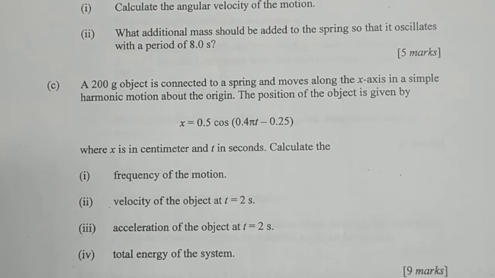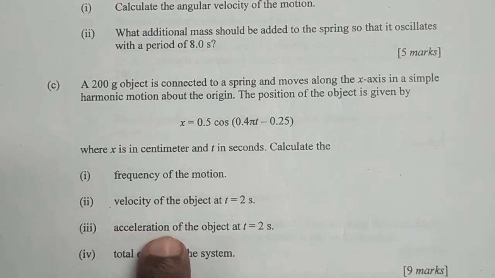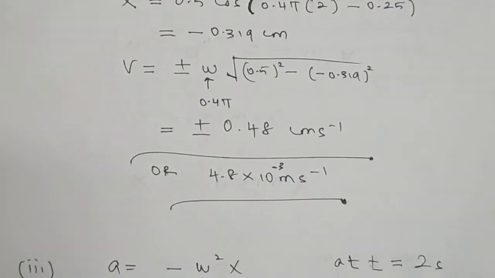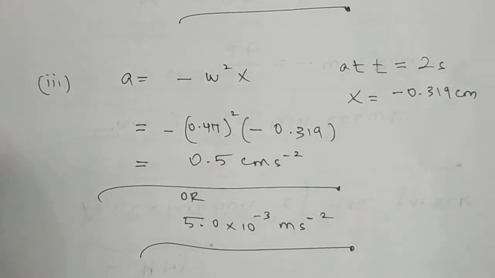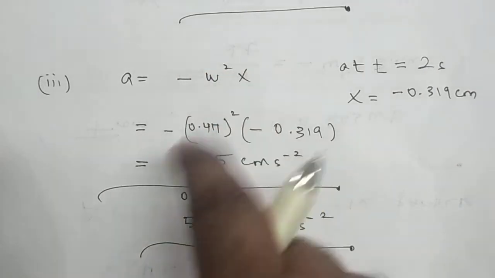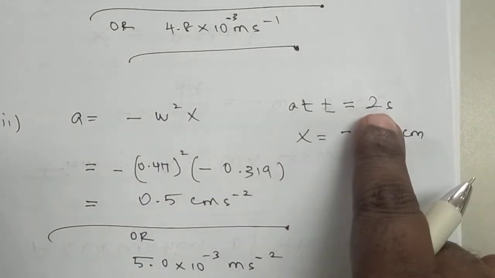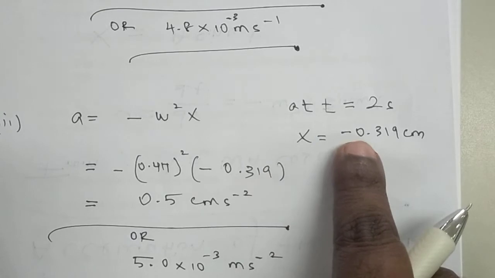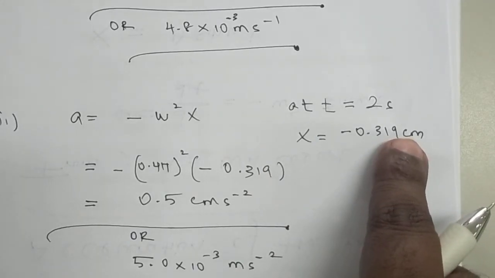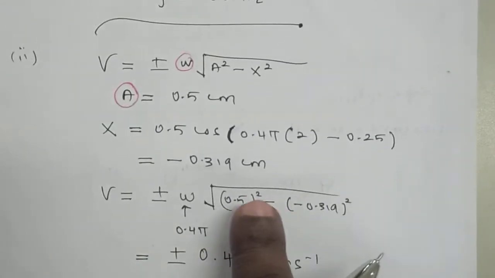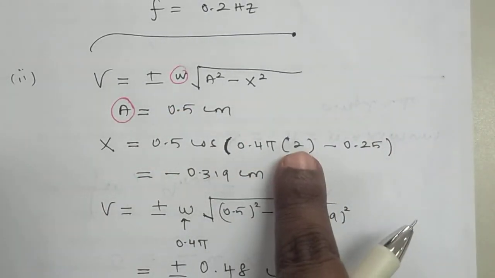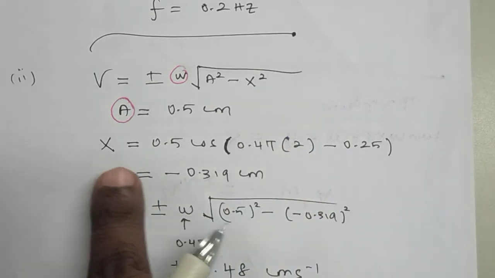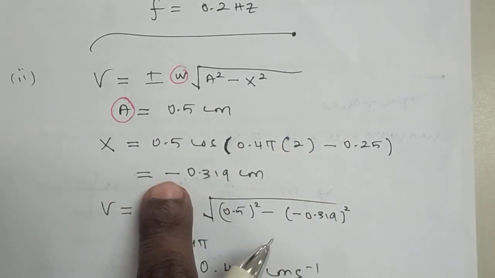For section 3, acceleration of the object at t equals 2 seconds. You can use the formula for the first method, which is a equals negative omega square x. At t equals 2 seconds, x equals negative 0.319 cm. You can get this value from Roman 2, this part. For t equals 2 seconds, the displacement x is equal to negative 0.319 cm.